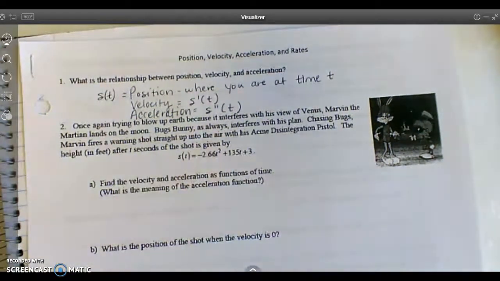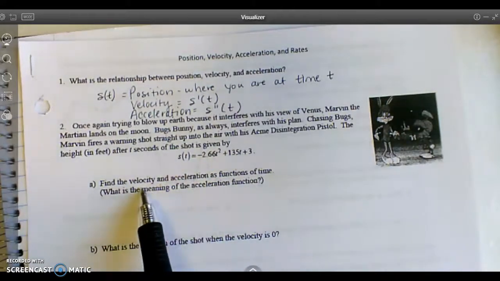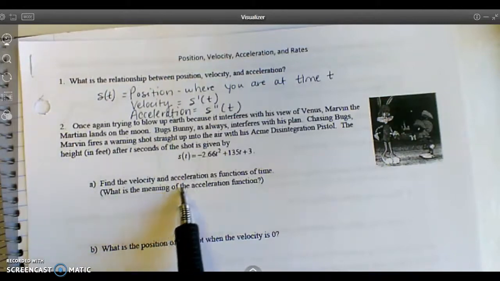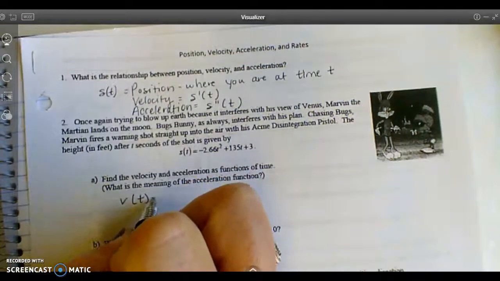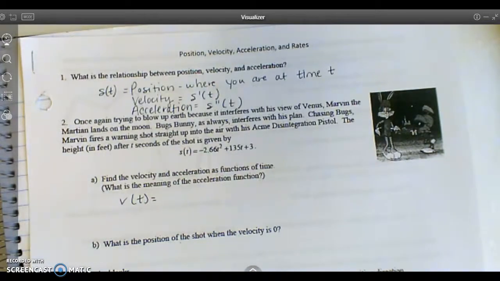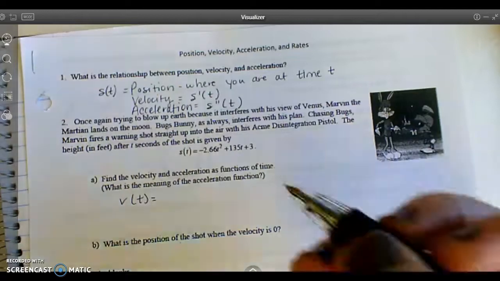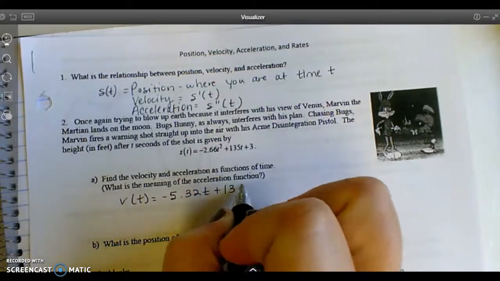We have Bugs Bunny here, and this is the height after t seconds of the shot that's made. Okay? So this is a height, which means this is position. And the question wants me to find velocity and acceleration and then explain the meaning. So if I'm going to find velocity, I'm just going to take the derivative of the position. I'm going to have to multiply. So I've got to do 2 times negative 2.66, which is negative 5.32 t plus 135. That's velocity.